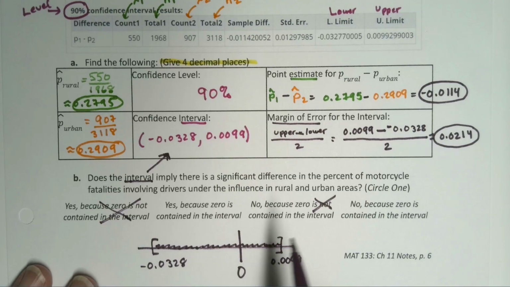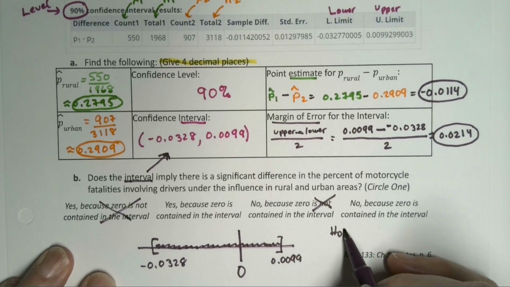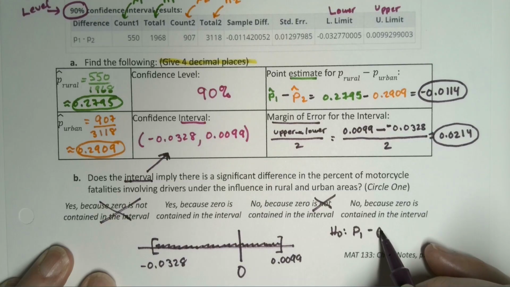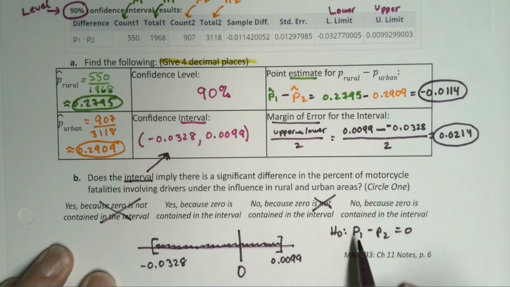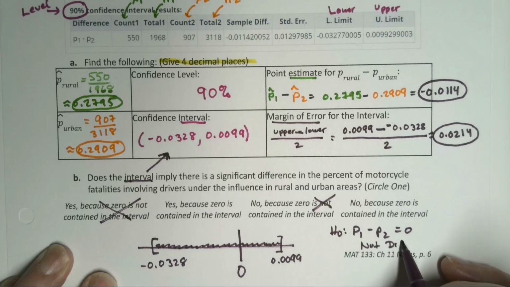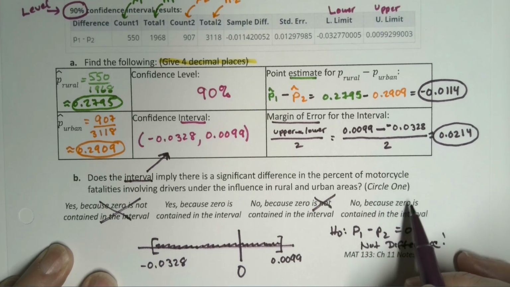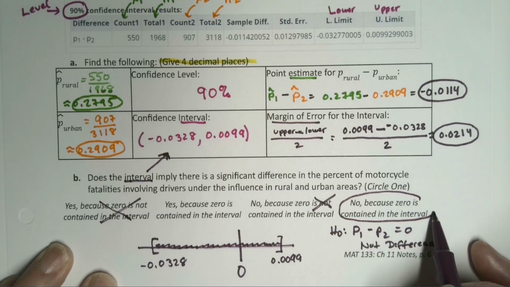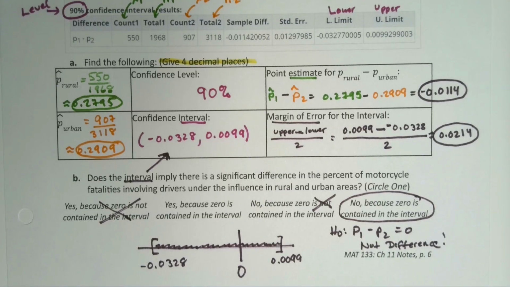Okay, but remember, if 0 is contained, that means that there is not a significant difference because p1 minus p2 equals 0, and 0 is in our frame of reference. So there's not a big difference. And that means that we're going to circle this one. When 0 is contained within the interval limits, that means there is not a big difference in the two groups.